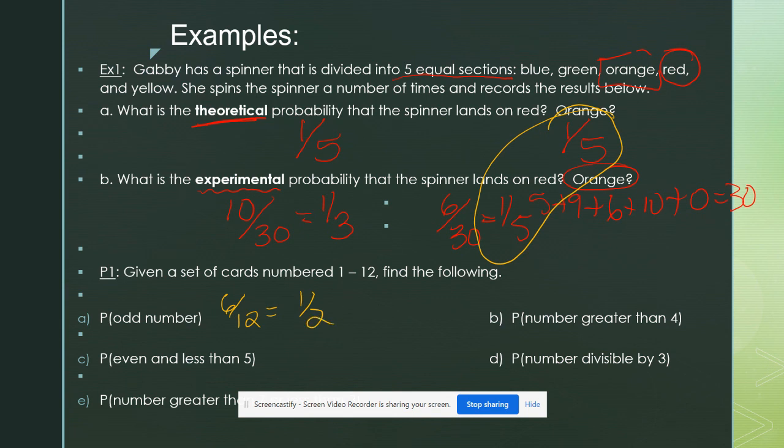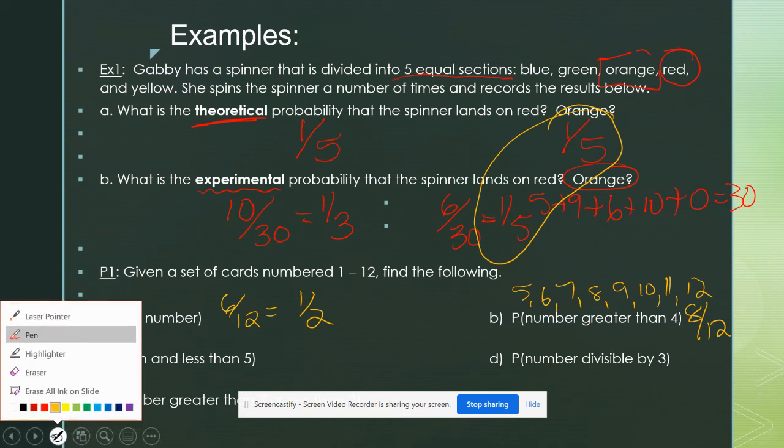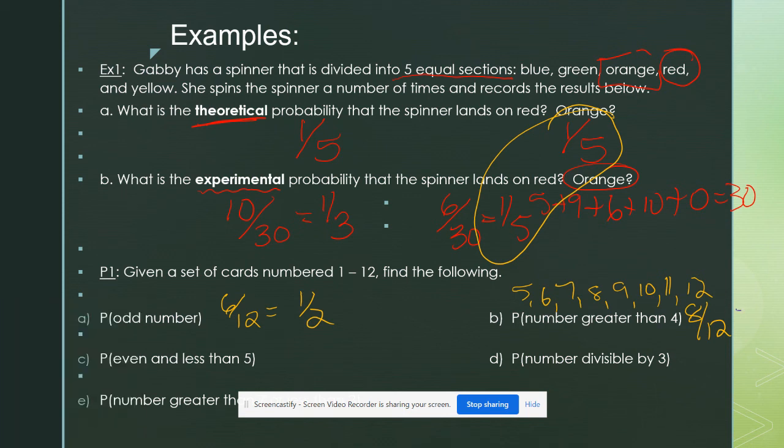The probability of a number greater than 4. Well, that would be 5, 6, 7, 8, 9, 10, 11, and 12. So that's 1, 2, 3, 4, 5, 6, 7, 8 of them. So 8 out of 12. And that would reduce to 2/3 because we can divide both of those by 4. So that would reduce to 2/3.